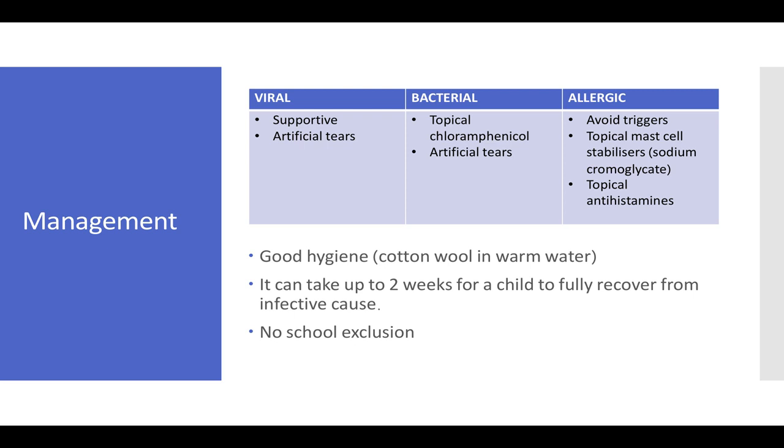Bacterial conjunctivitis, on the other hand, can be treated with topical antibiotic drops, such as chloramphenicol eye drops, which can be given for a duration of 5 days. This helps to speed up the recovery. Artificial tears can also be used as an adjunct. Finally, the management of allergic conjunctivitis involves identifying and avoiding the triggers. If required, children can be started on topical mast cell stabilizers or topical antihistamines, as deemed appropriate by the clinician.